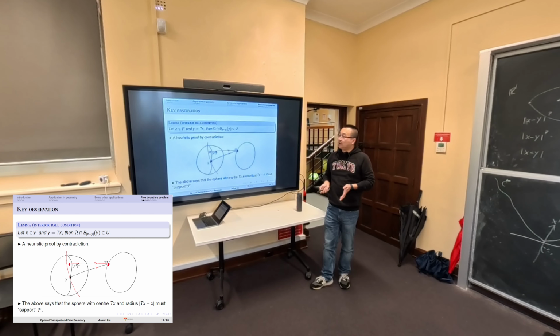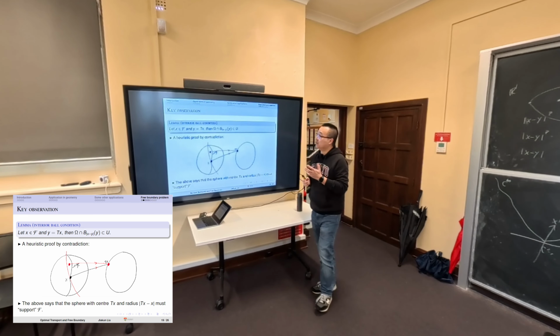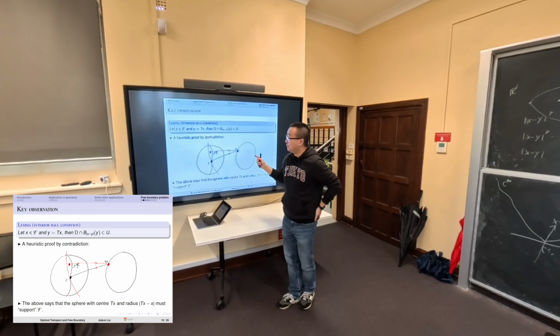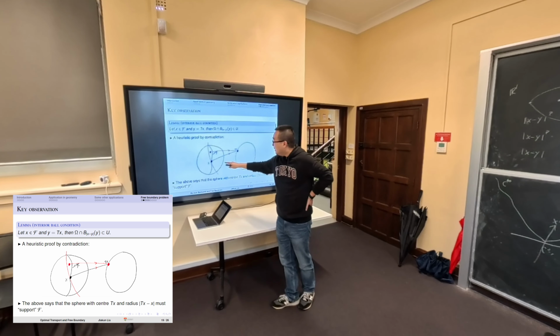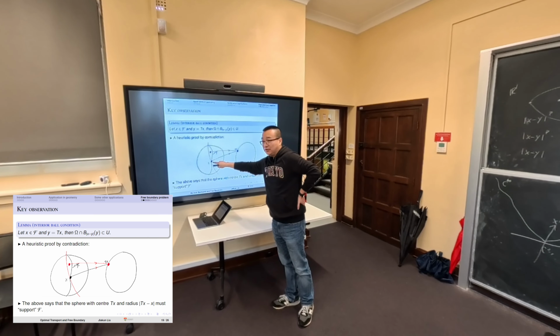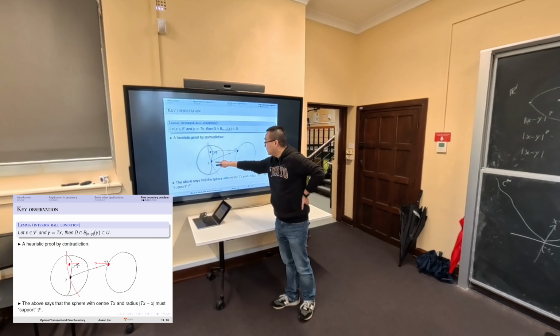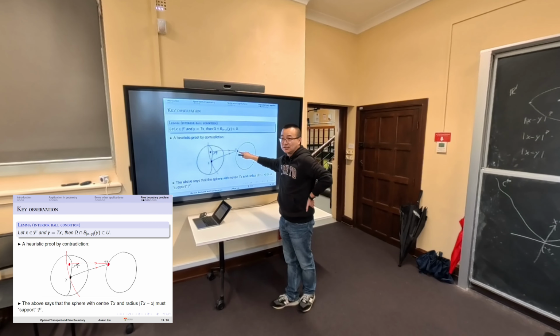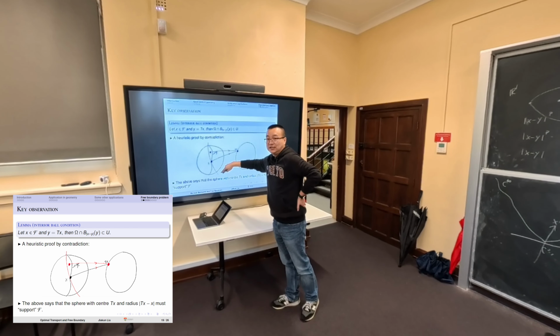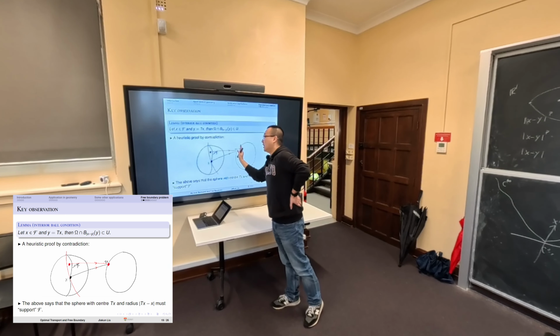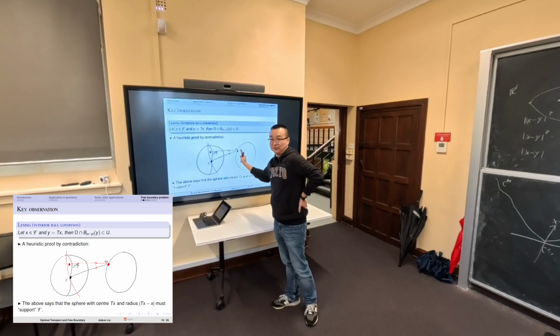To study the regularity of the free boundary, the key observation is a so-called interior ball condition. So what does interior ball mean? Imagine you have a point on the free boundary. Its image is being transported into the Tx. You use this as the center, using the length as the radius, and you draw a ball. That sphere is always on one side of the free boundary.